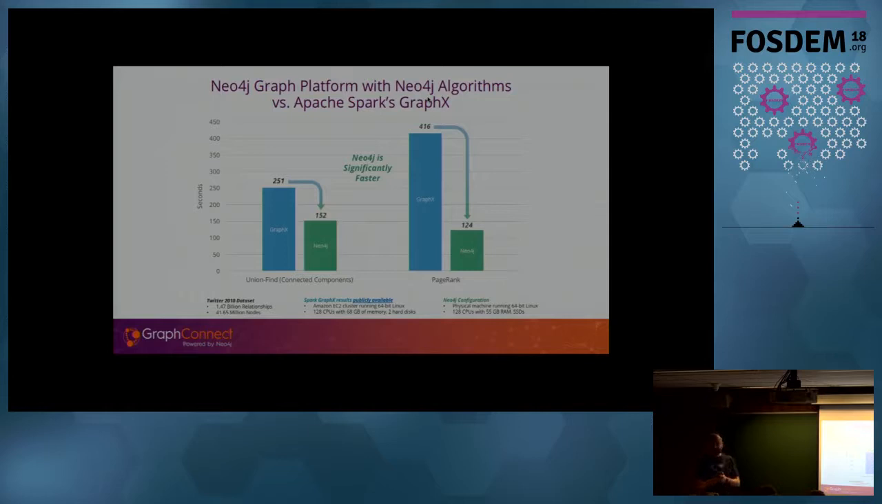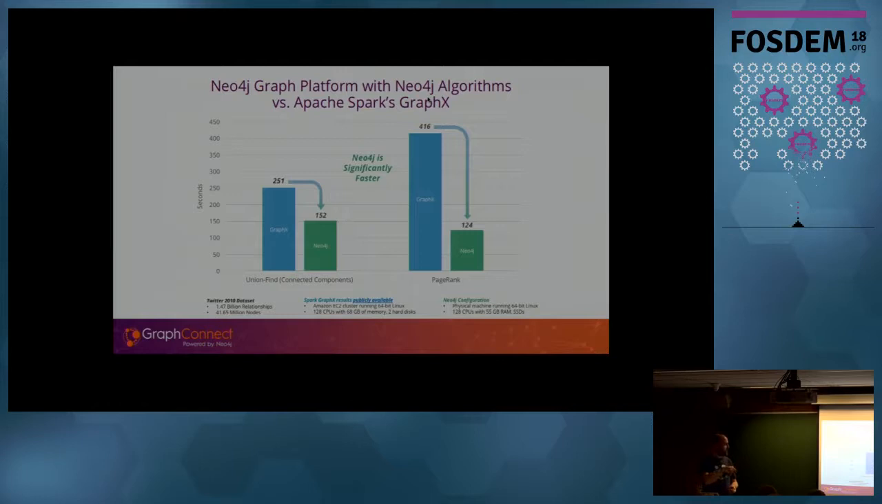And something that I was actually surprised by, because I didn't expect that, is that it performs quite well if you compare it to the published data, for instance, from Spark's GraphX. For the Twitter 2010 dataset, which is 1.5 billion relationships and 40 million nodes, it's about in the same order of magnitude as GraphX.